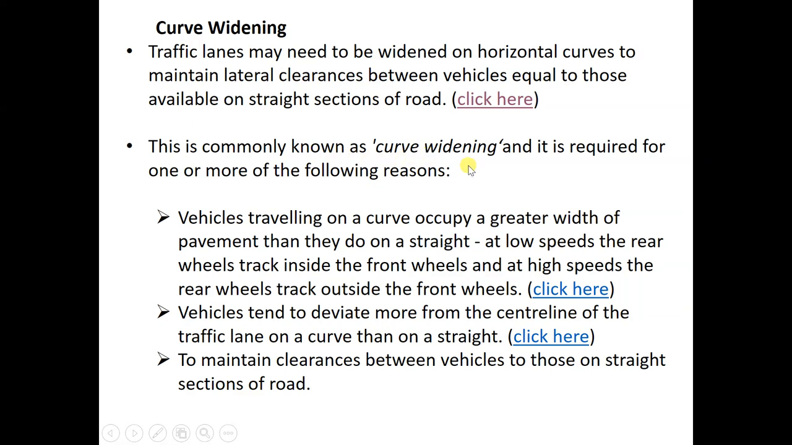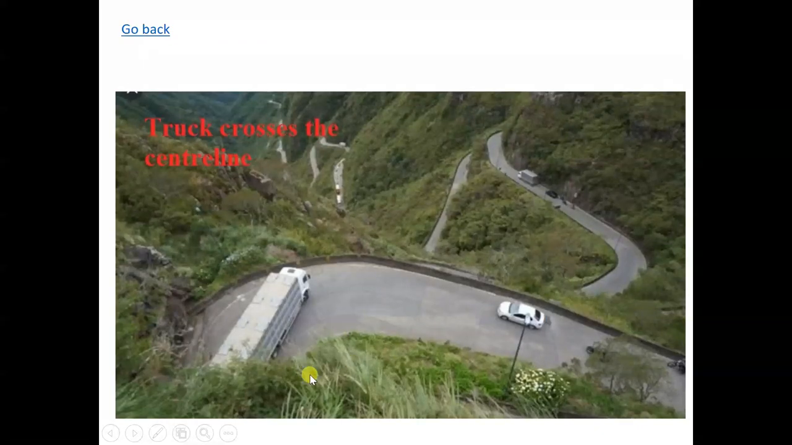This is commonly known as curve widening and is required for one or more of the following reasons. Firstly, vehicles traveling on a curve occupy a greater width of pavement than they do on the straight. At low speed, the rear wheel tracks inside the front wheels, and at high speed, the rear wheel tracks outside the front wheels. It's especially pronounced if it's a big truck making a hairpin turn; it will go across the lane as well to make the turn.